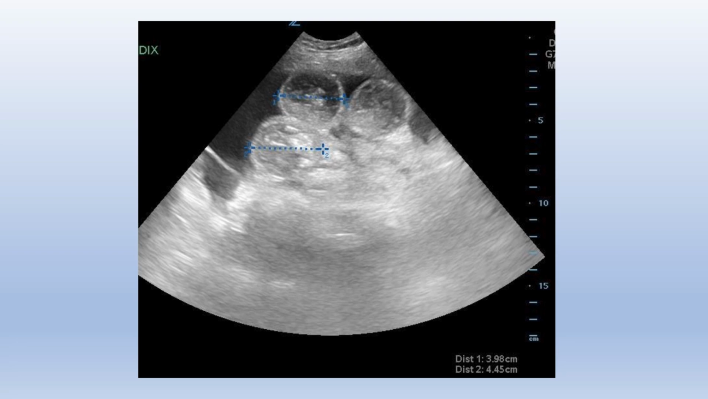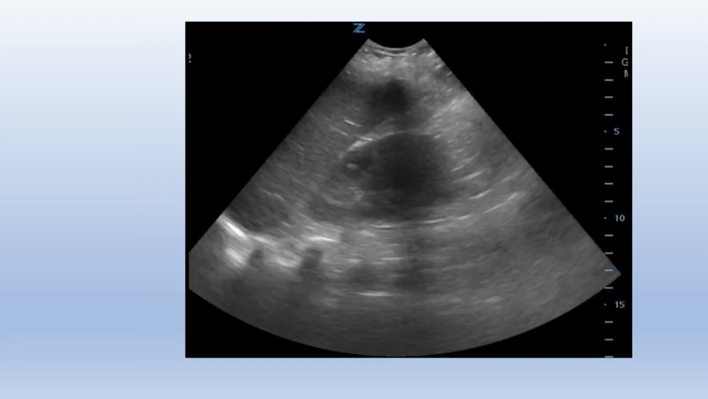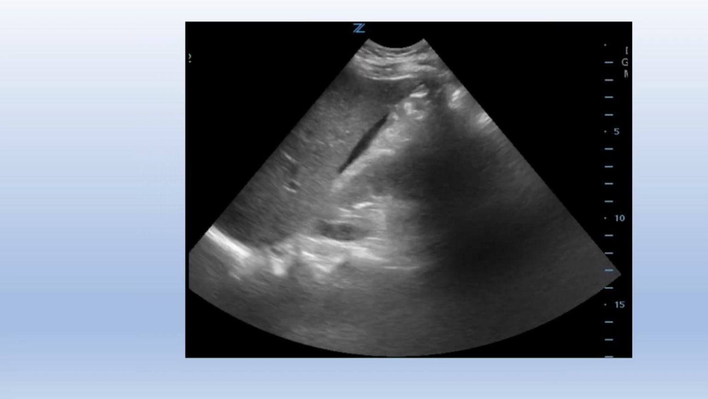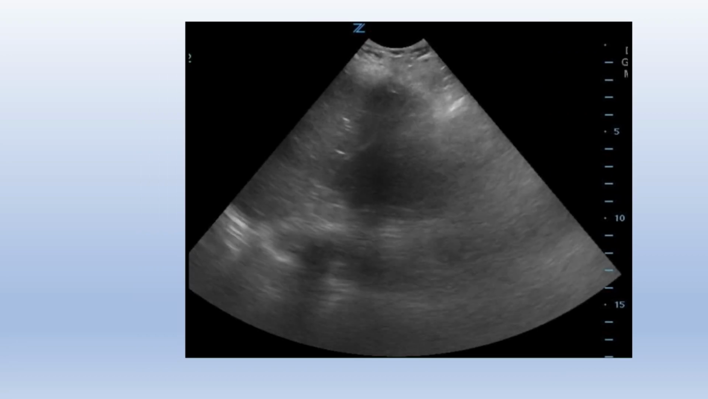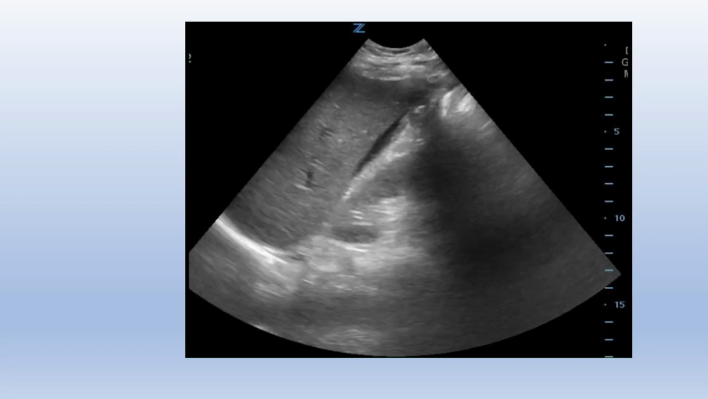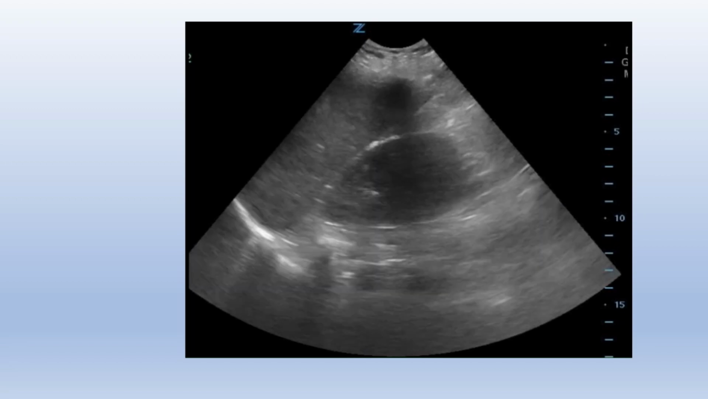And then the question is, did they measure correctly? And I would say most clinicians are going to measure in the AP diameter up and down. And here we have another clip. And you're kind of wondering, what the heck am I doing here? Because I'm showing you the kidney yet again. But there's a method to my madness.